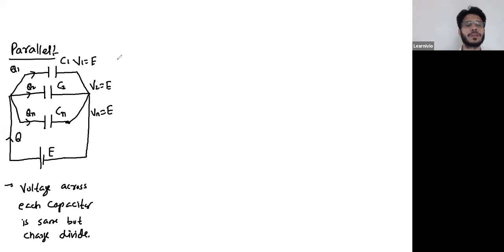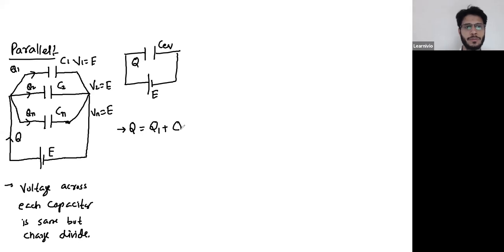So the next step is the same. Instead of this whole circuit, replace the whole circuit with a single capacitor having equivalent capacitance C equivalent and connect it with the cell of EMF E. The charge stored in this capacitor is Q. Here, the charge provided by the cell will divide into n parts. I can simply write Q is Q1 plus Q2 up to Qn. I can write this Q as C equivalent into E, total charge is total capacity into total voltage.